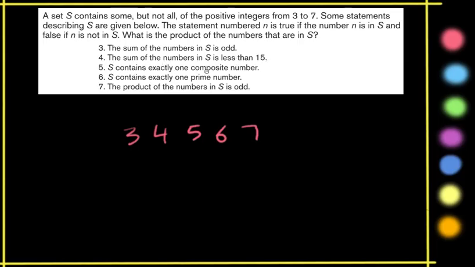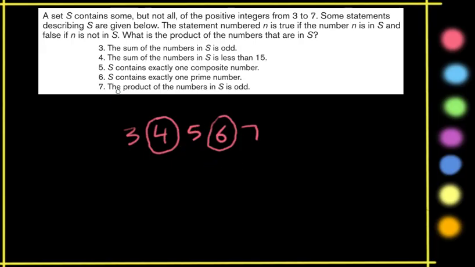S contains exactly one composite number. Okay, so which ones are the composite numbers? I guess the composite numbers are 4 and 6. The others are going to be prime. So saying that it contains exactly one composite number would mean that either 4 or 6 is true. So if 5 is true, then either 4 or 6 is true. And 6 says S contains exactly one prime number. So if 6 is true, then we have only one of these odd numbers, since the prime numbers are the same as the odd numbers here.